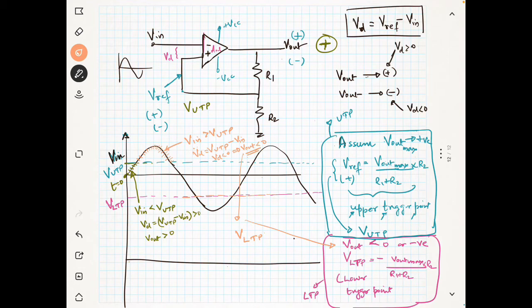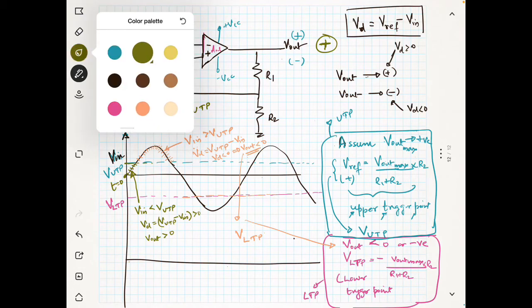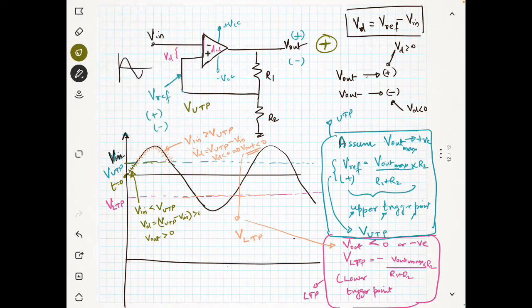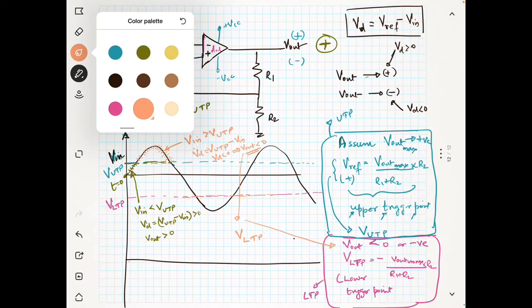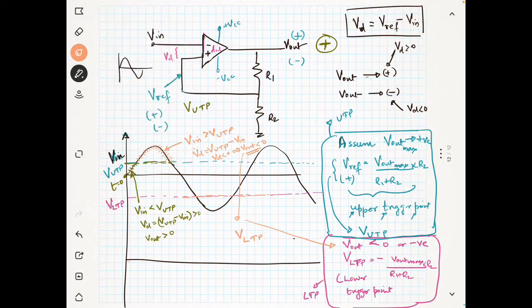Okay. Previously the comparison point was this one. Now the comparison point changes. So up to this point the comparison point is the same. Now the comparison point has been changed. That means the reference voltage has been changed. Now it is here. Okay.